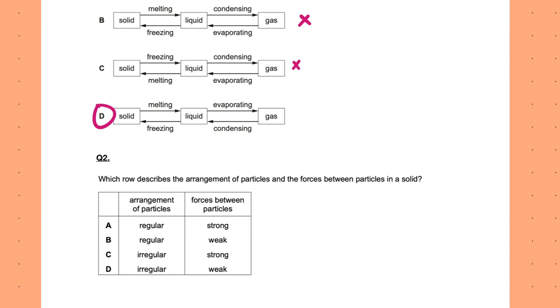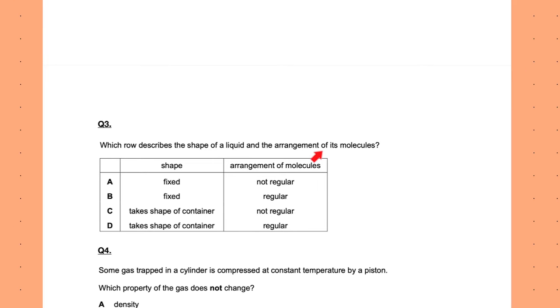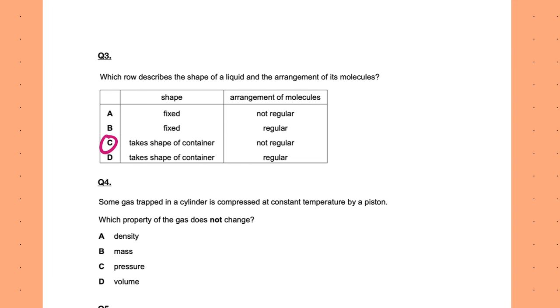Question number 2, which row describes the arrangement of particles and the forces between particles in a solid? So arrangement in solids are very regular and the forces between the particles are strong. That's option A. Question 3, which describes the shape of a liquid and the arrangement of its molecules? So the shape of a liquid is not fixed, it takes the shape of the container, and the arrangement, if you think about it, is more regular than gases, but overall it's not the same repeating pattern. So it's not regular.